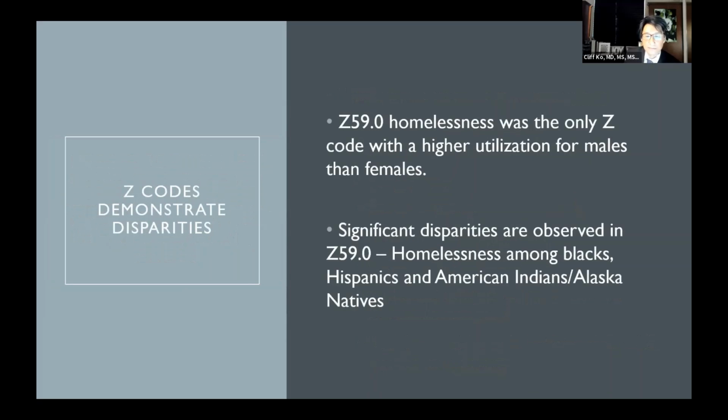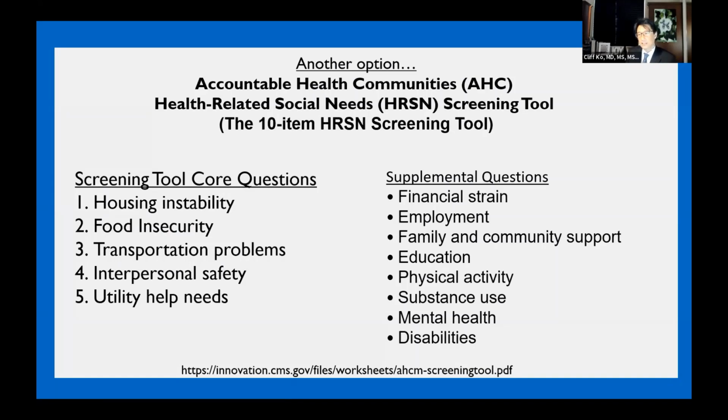Next, please. Disparities, as you might expect, would be demonstrated by Z codes, and this is just 2 examples. Homelessness. There's been a higher utilization in males and females. All other Z codes were higher in females and males, and there are significant disparities, again, in homelessness amongst certain race ethnicities. Next, please. So that was the Z code and ICD code way of doing it.